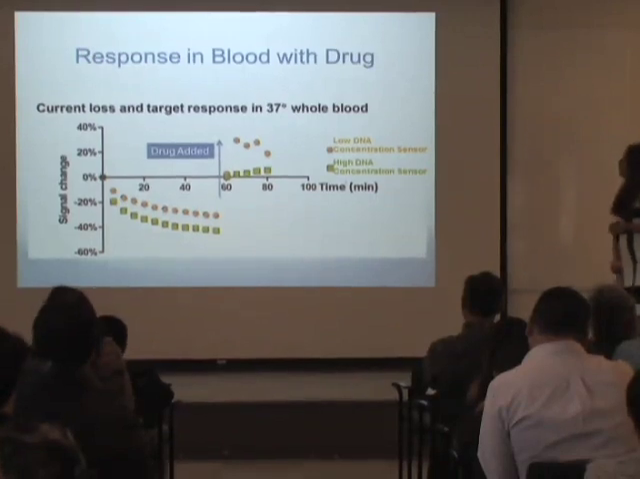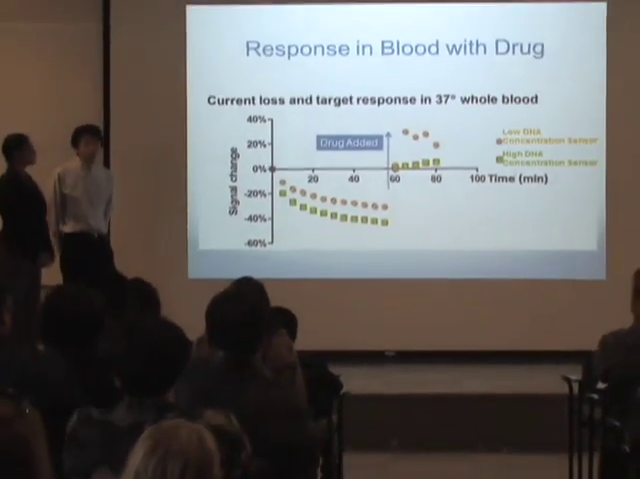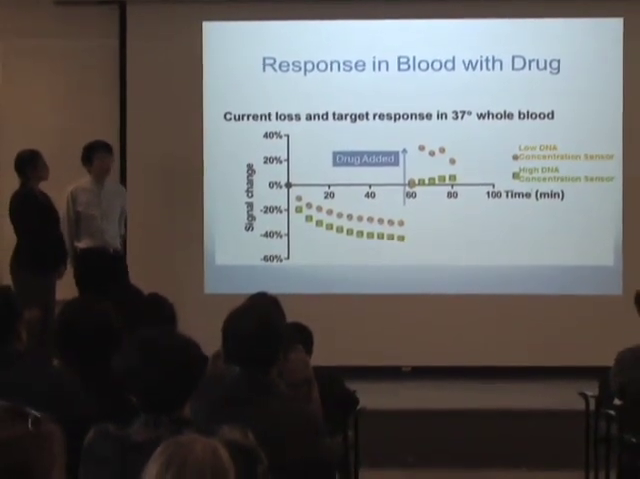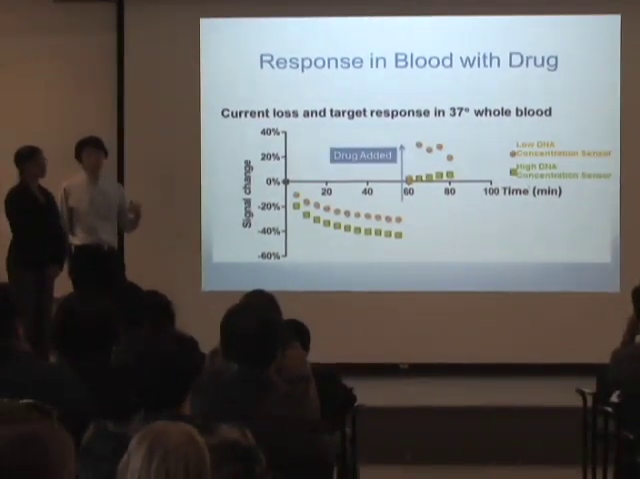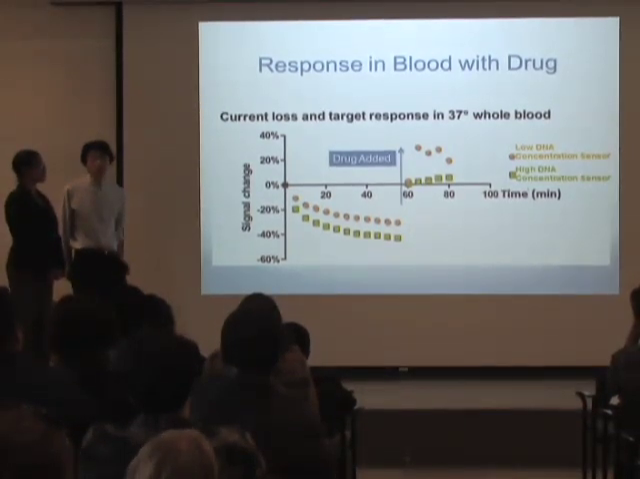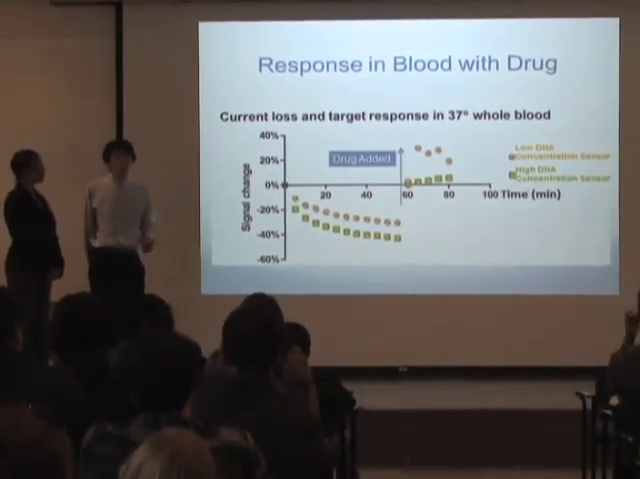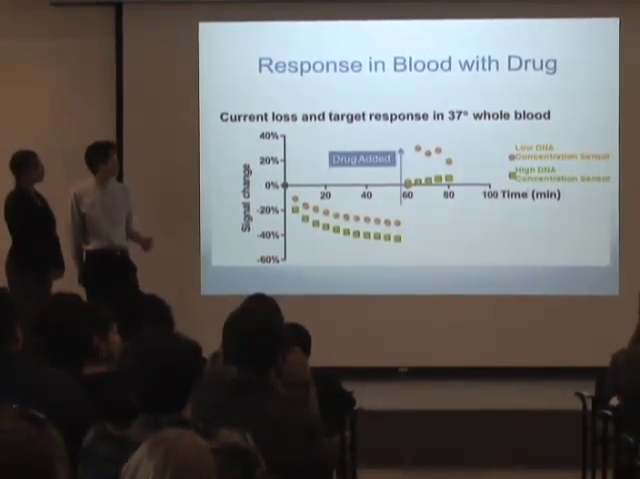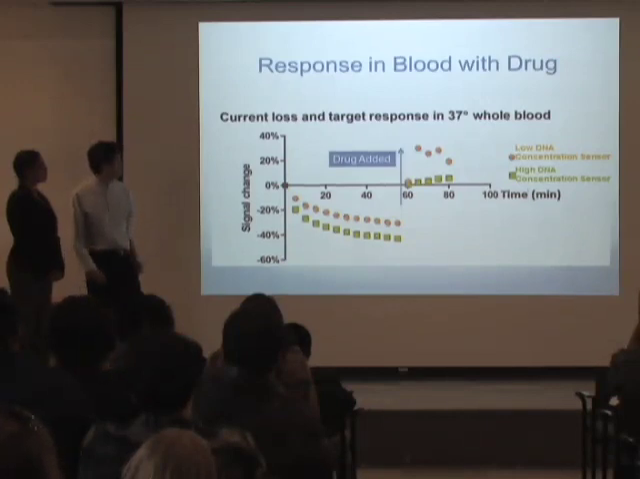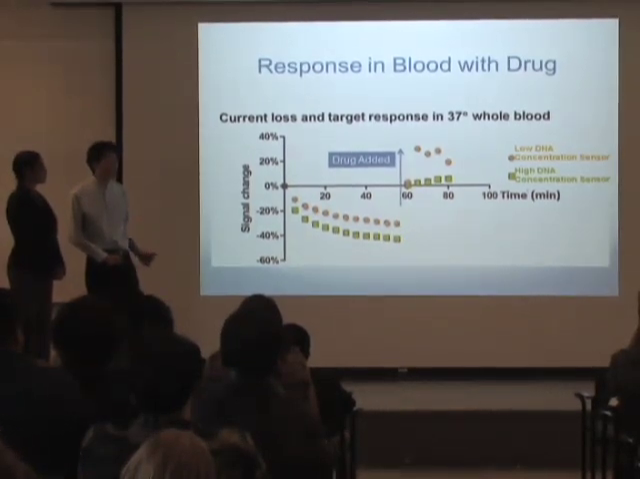So this is the data that we collected when we put our sensors in blood. As I said earlier, blood reacts differently with our sensor, and there's a signal decay instead of a signal increase. Our current theory is that there is something in the blood interfering with our sensors, and it's causing this decay. So this region right here is that decay. This region was before we added any of our drug, and we just let the signal decay over time.